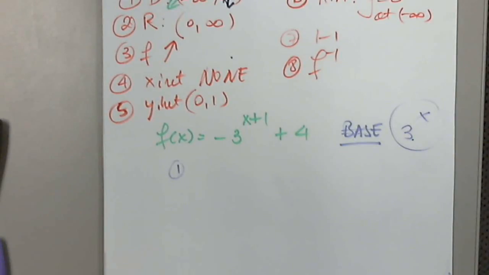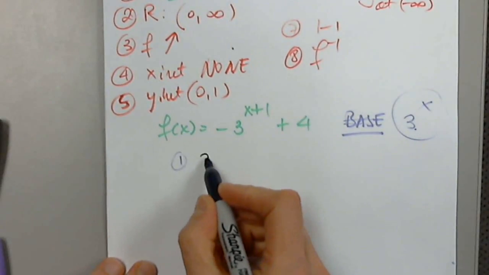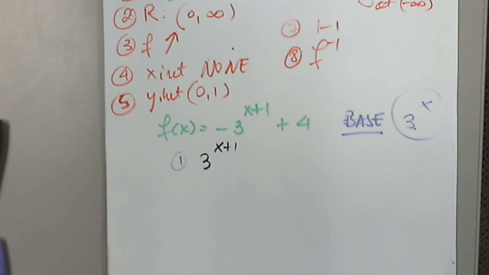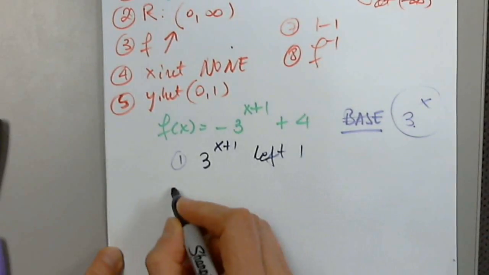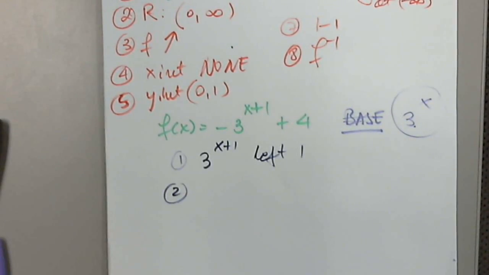Reflected about the x-axis? That's not the correct order. Translation. Yes, so I have 3 raised to x plus 1. Where does this go? Up 1? No, depending on what I'm changing. Oh, down. No, wait. Left 1. Exactly. Left 1. Number 2 is a transformation on number 1.